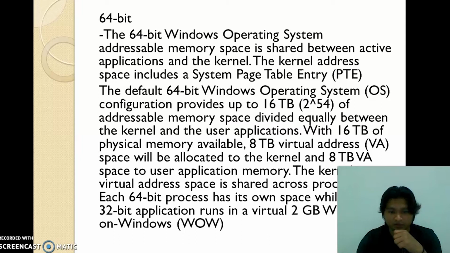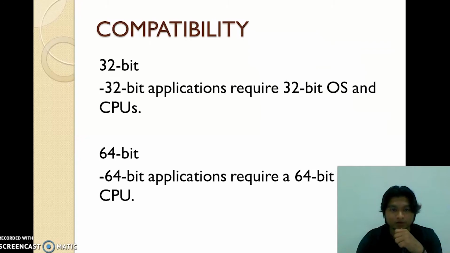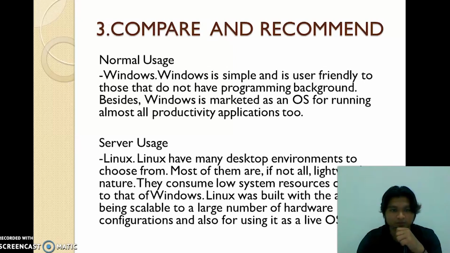Each 64-bit process has its own space, while each 32-bit application runs in a virtual 2 GB Windows on Windows. For compatibility, 32-bit applications require a 32-bit OS and CPU. For 64-bit, applications require a 64-bit OS and CPU.